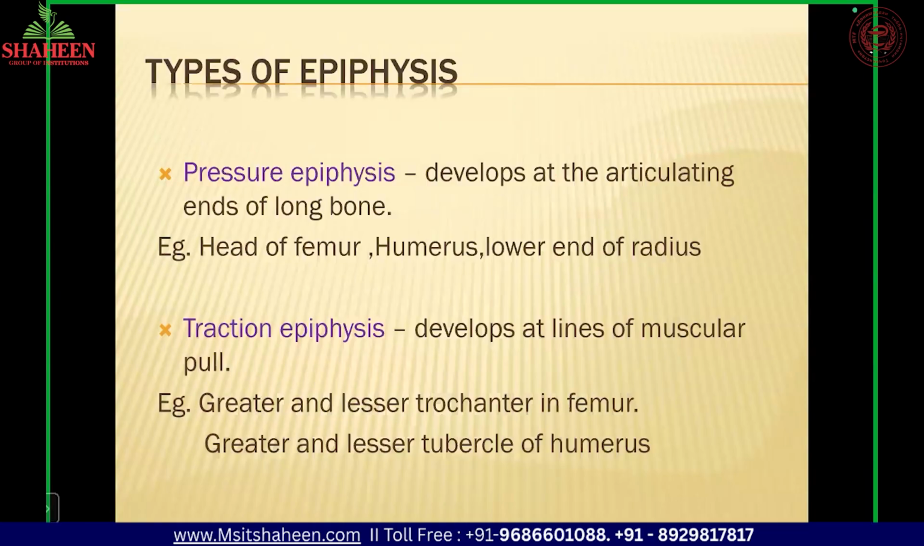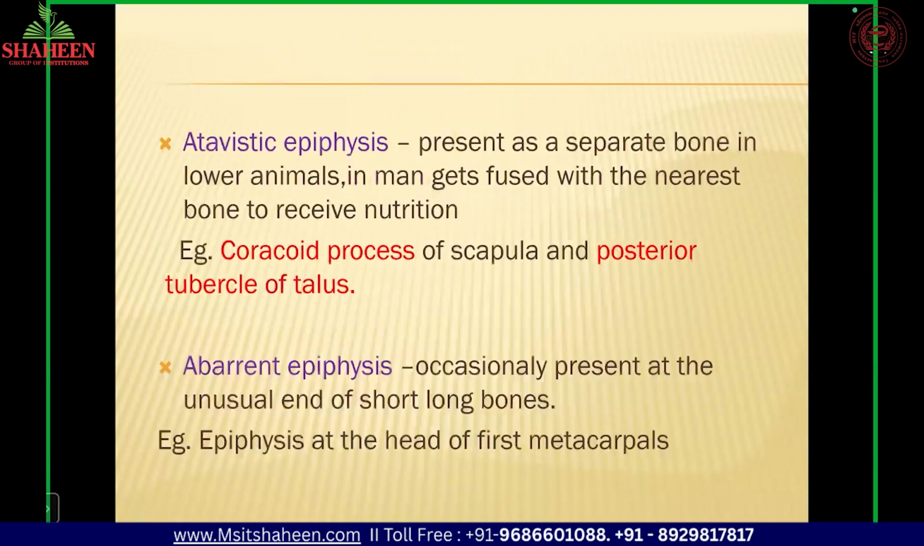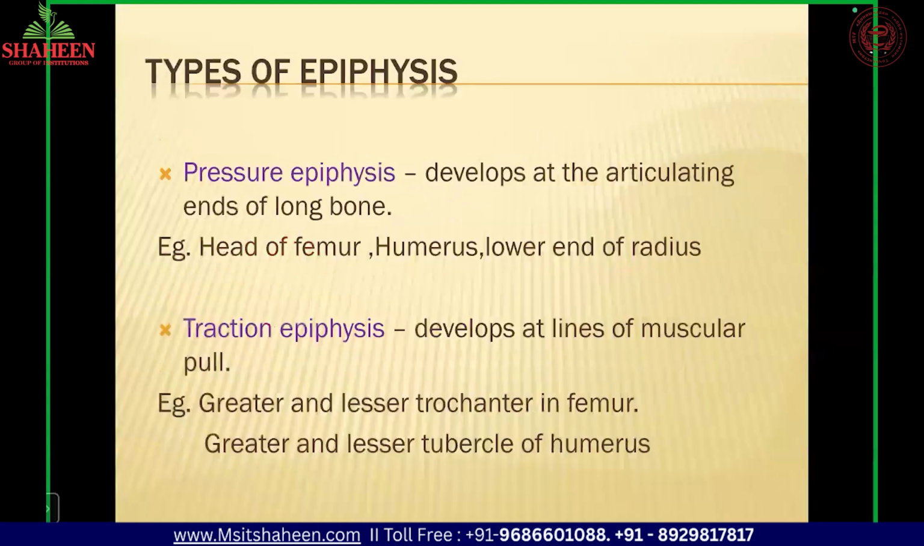Pressure epiphysis, traction epiphysis, atavistic epiphysis, aberrant epiphysis. It's very important to know the examples of each epiphysis. The first one is the pressure epiphysis. This epiphysis is developed at the articulating end of the long bone because of the continuous pressure. So the head of the femur is formed because of the pressure, humerus, lower end of the radius. These are the examples for the pressure epiphysis.